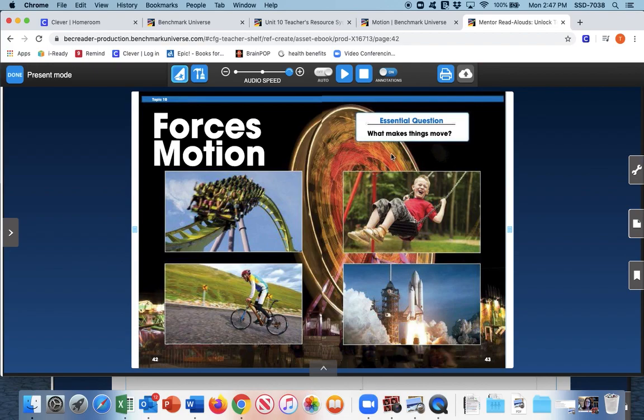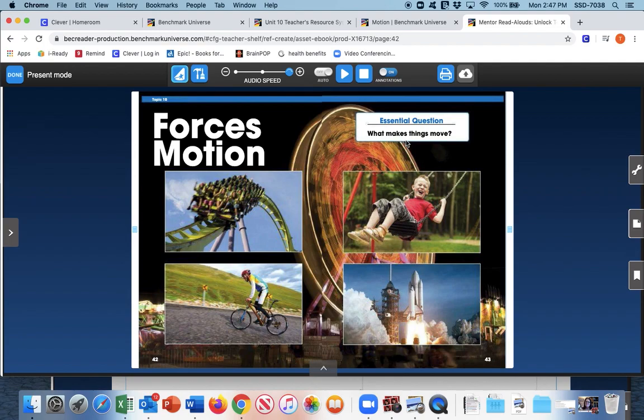And you can turn and share with someone who is in the room with you or just say it out loud. Our essential question is, what makes things move? So think about that question. Think about the details of movements and motion. Think about what you have learned in this unit.